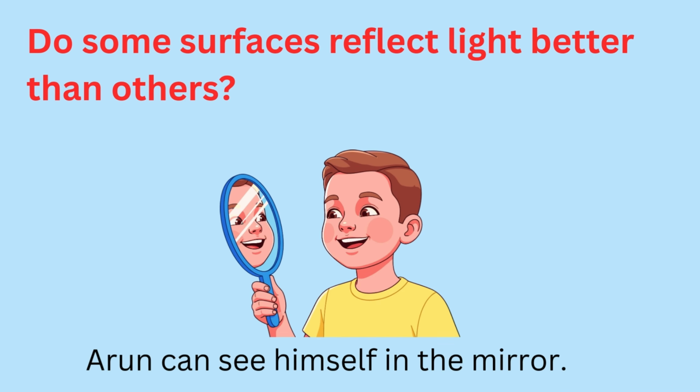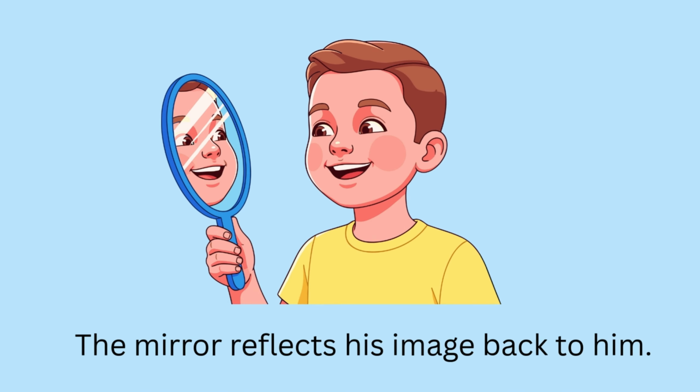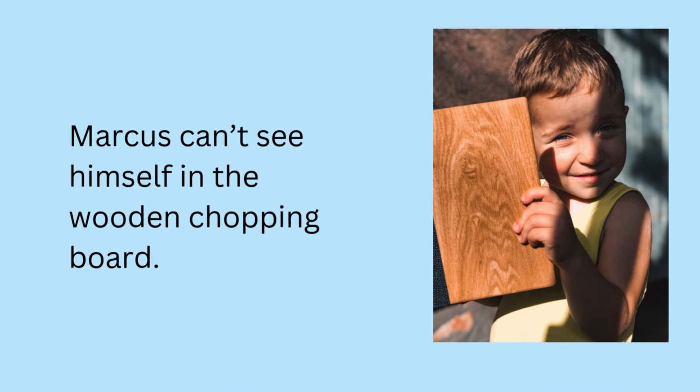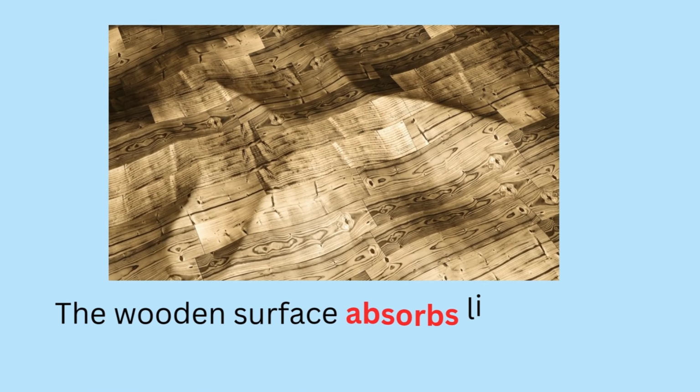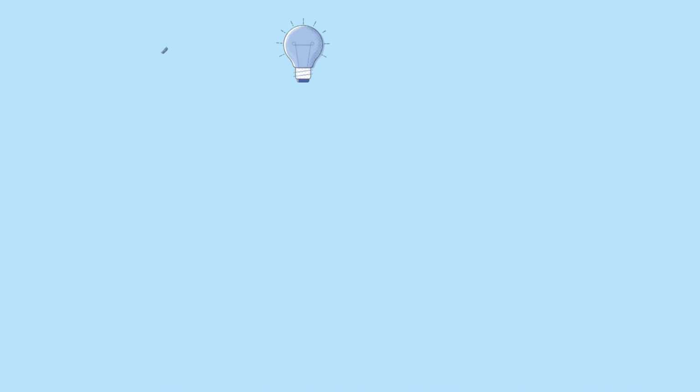Do some surfaces reflect light better than others? Aaron can see himself in the mirror. The mirror reflects his image back to him. Marcus can't see himself in the wooden chopping board. The wooden surface absorbs light. It takes the light in and does not reflect it.